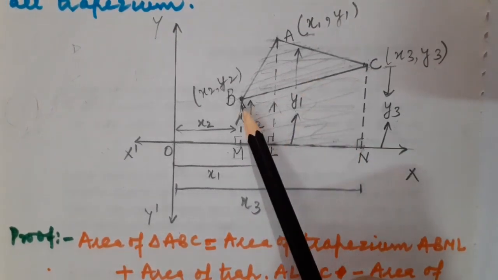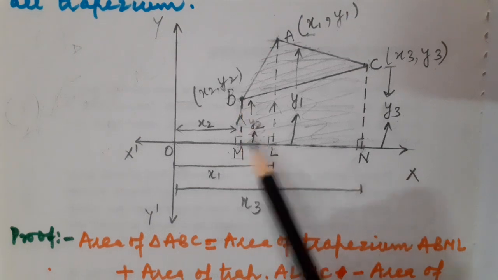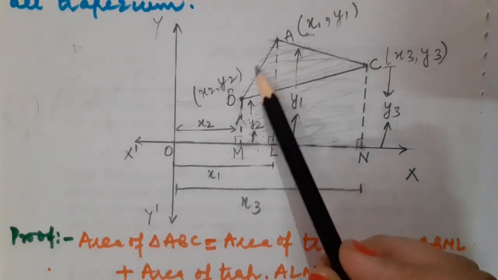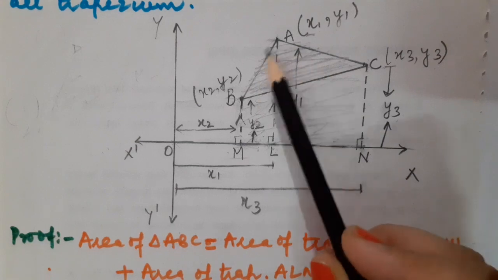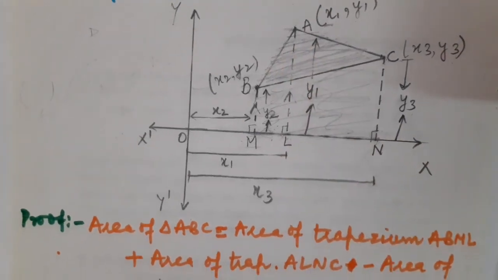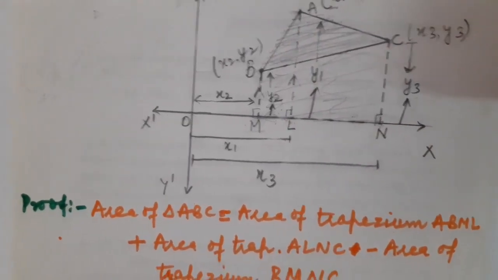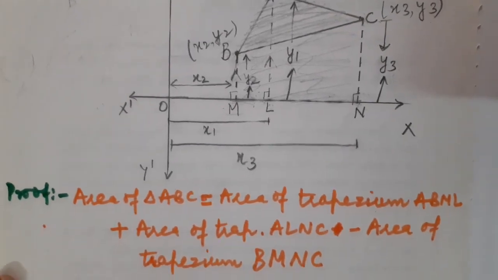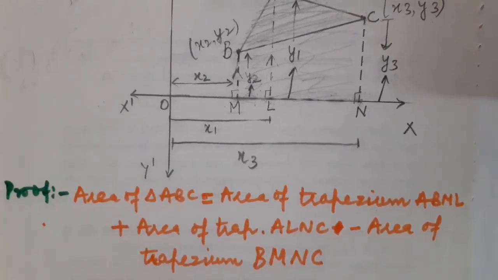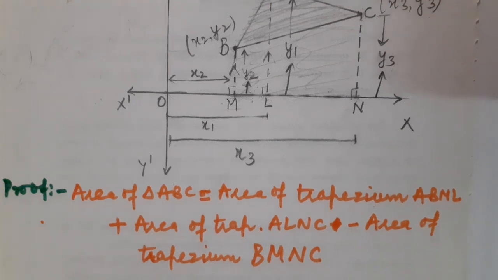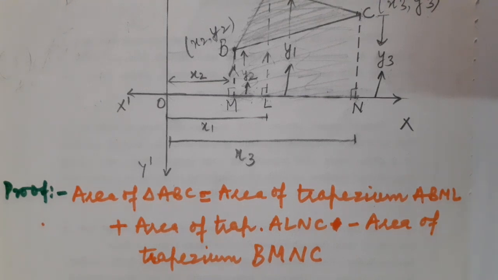And then I subtract the area of trapezium BMNC. Then definitely I will get this shaded region only, which is actually a triangle. Getting, students? Before we calculate the area of a trapezium, you must know its formula. What is the formula to calculate the area of a trapezium? It is half into the sum of the length of the parallel sides into the distance between them. I repeat: half into the sum of the length of the parallel sides into the distance between them.